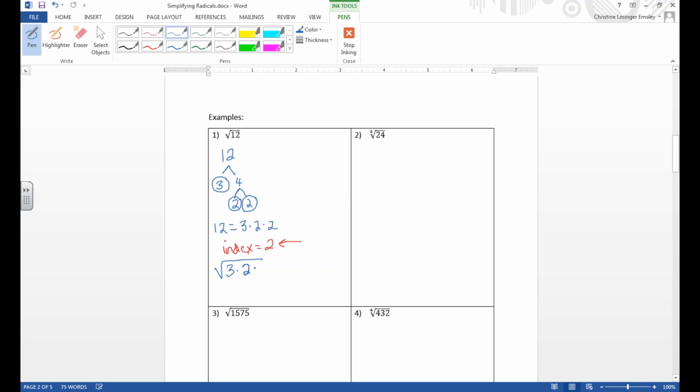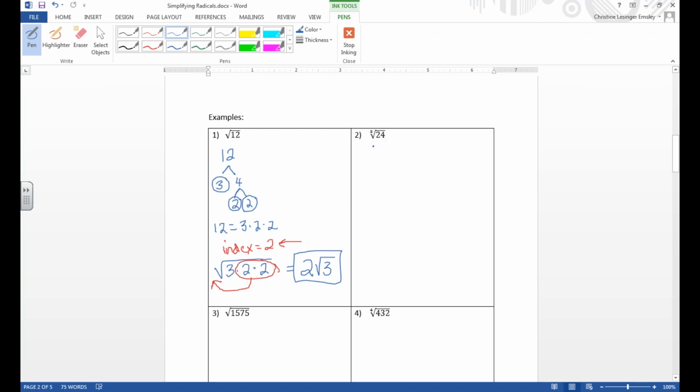So in this example, we've got the square root of 12, which we just said is the same as the square root of 3 times 2 times 2. Our index is 2, so we are looking for pairs of numbers. And we can see right away here, we have a pair of 2's. Okay, a pair of 2's means that one 2 can come outside of the radical symbol when we simplify. So this simplified is going to be equal to 2 times the square root of 3. 3 has to stay inside because there was no partner, there was no pair of 3's, but the 2 got to come out because there was one pair.